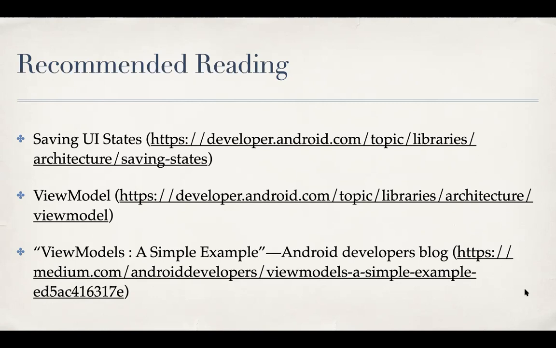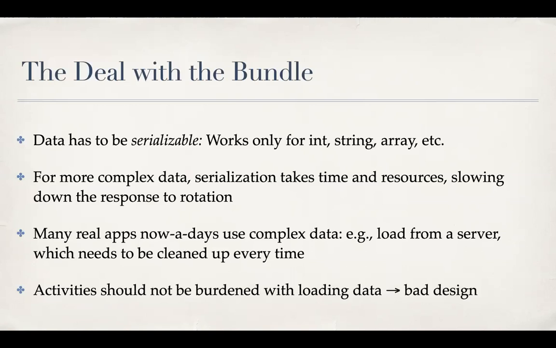Okay, so we use the bundle. We are able to persist the UI state across device rotation as well as over process death. So the question is, why do we need something else? The thing is, bundles are very restrictive. They have limited capabilities. Primarily, the data they can store and carry must be serializable. So it works only with integers, other primitive types, and things like strings and arrays of these primitive types or strings.